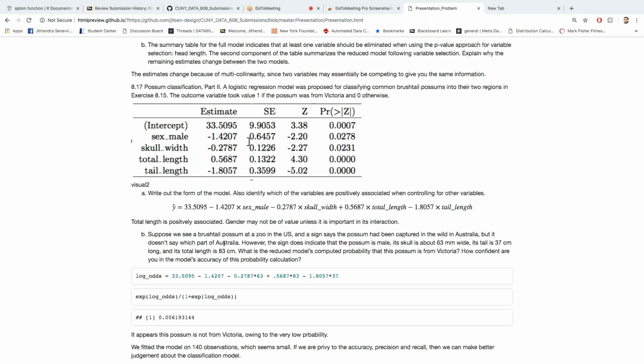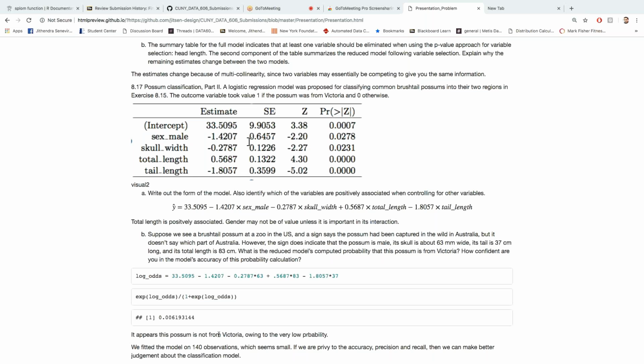And then part B was you've got metrics for a given individual, an individual observation. And they say, what is the reduced model's computed probability that the possum was from Victoria? How confident are you in the model's accuracy of this probability calculation? So first of all, I calculate the linear equation, and that gives me log odds or the log likelihood. And then to get the probability, I have to exponentiate it. And so it gives me very, very low probability, which means this is most likely not from Victoria. It's from New South Wales.